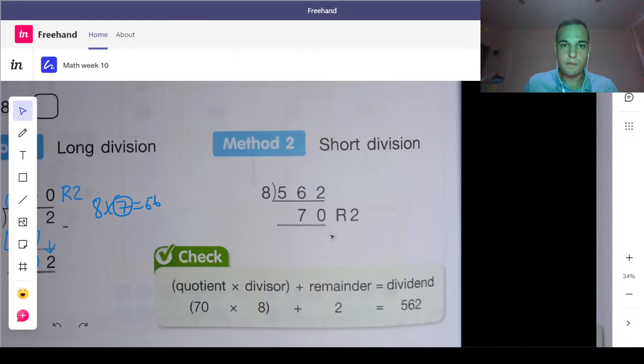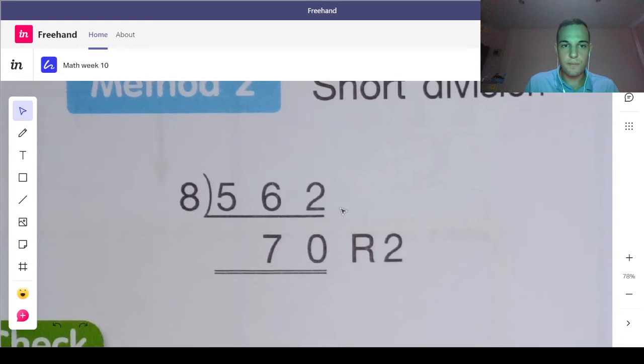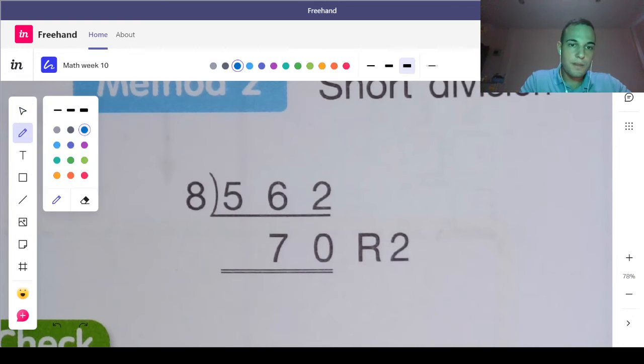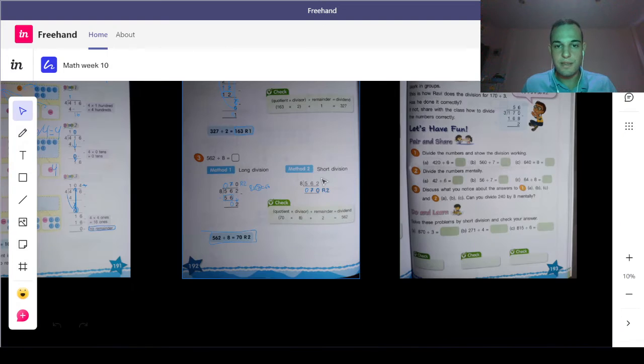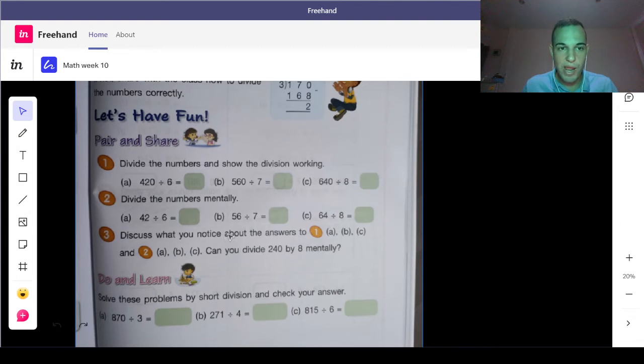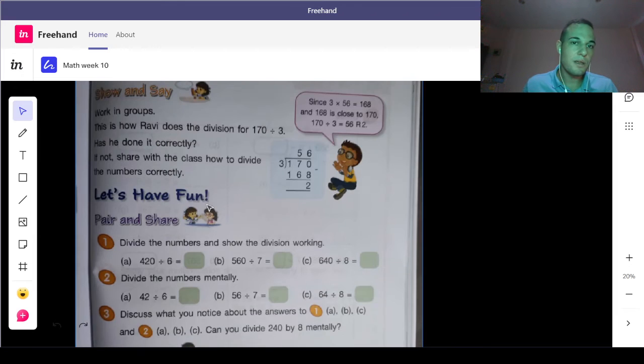And the short way. We have 8 goes into 5? No. So 8 does not go into 5, so I'll put a 0 here. It goes into 56 7 times. 8 goes into 2? No. So we put a 0 here. And we have the remainder of 2. All right, super easy. Now this is the fun part, where you get to practice on your own.